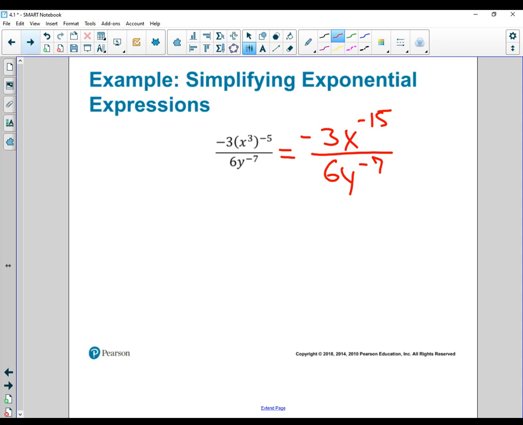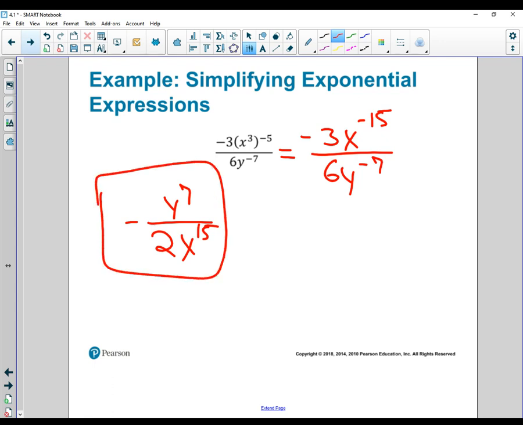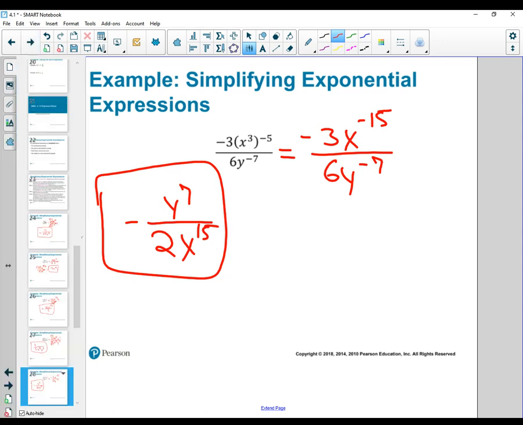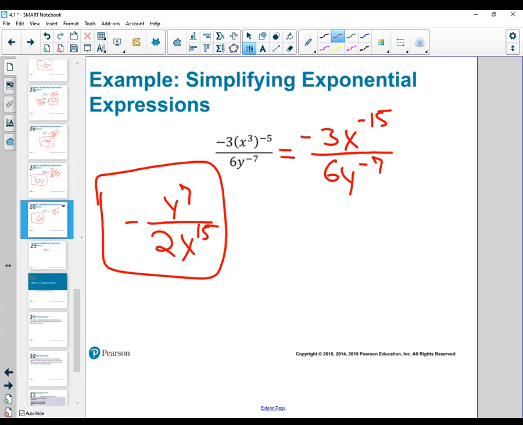3 divided by 6 is just going to leave 2 in the bottom. Kick the y up and kick the x down, and it should be negative. All right, -3/6. One more.